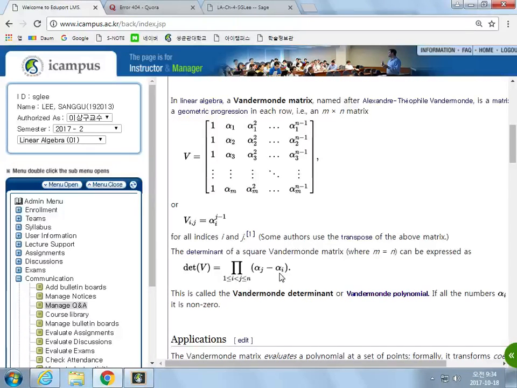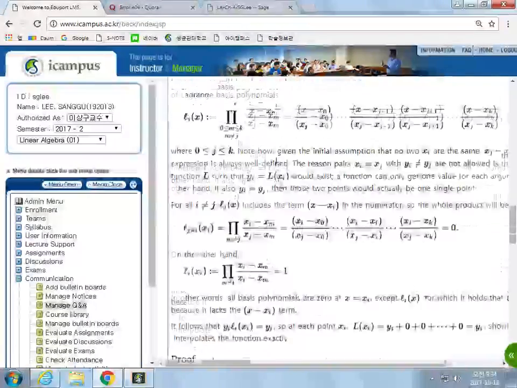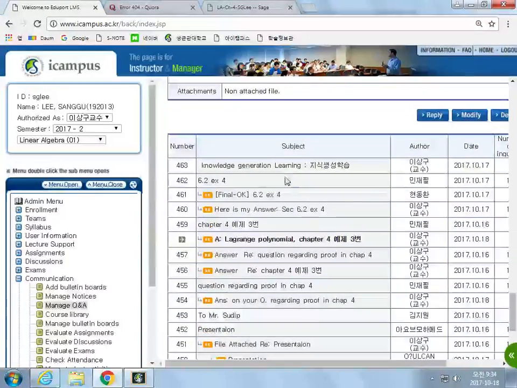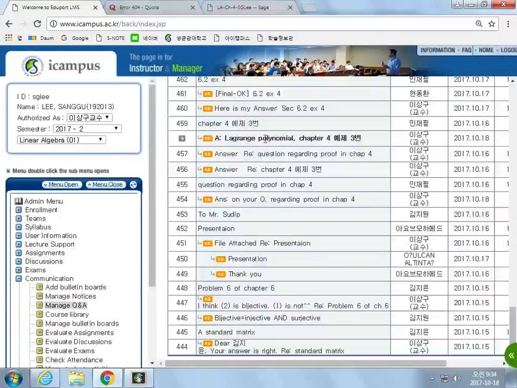So if you have xi that are all different, this matrix is always invertible. So we can easily find the solution of Vx = b. That's the whole idea of this Lagrange interpolation.